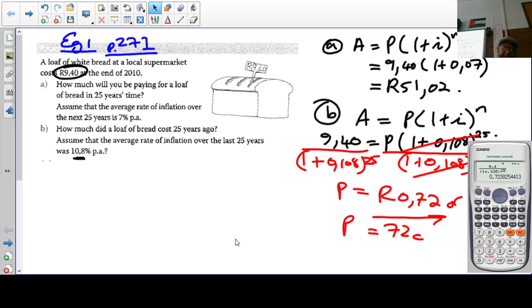Okay, so the loaf of bread 25 years ago costed 72 cents. Okay, it makes sense.